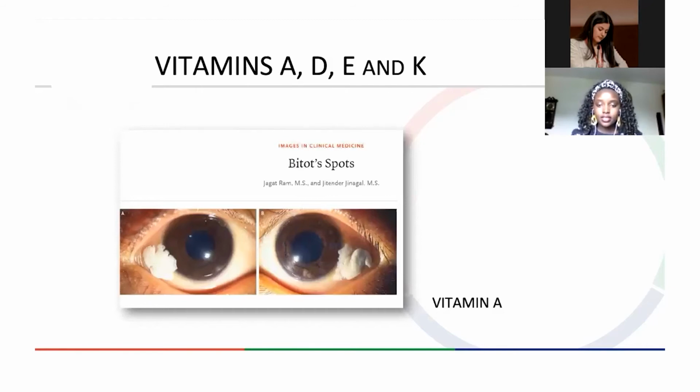So this is just an example of the Bitot spots in vitamin A deficiency. You can see close to the eye, there's a whitish spot on both eyes. So that's what happens when you tend to have vitamin A deficiency over longer periods of time.